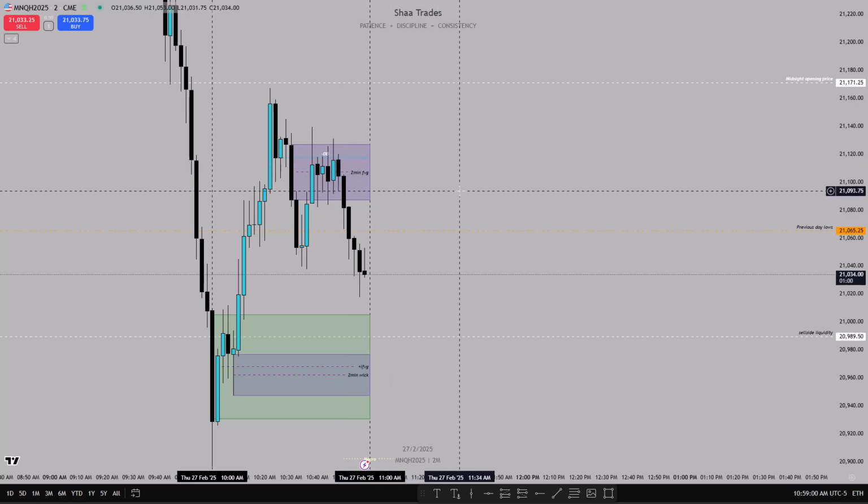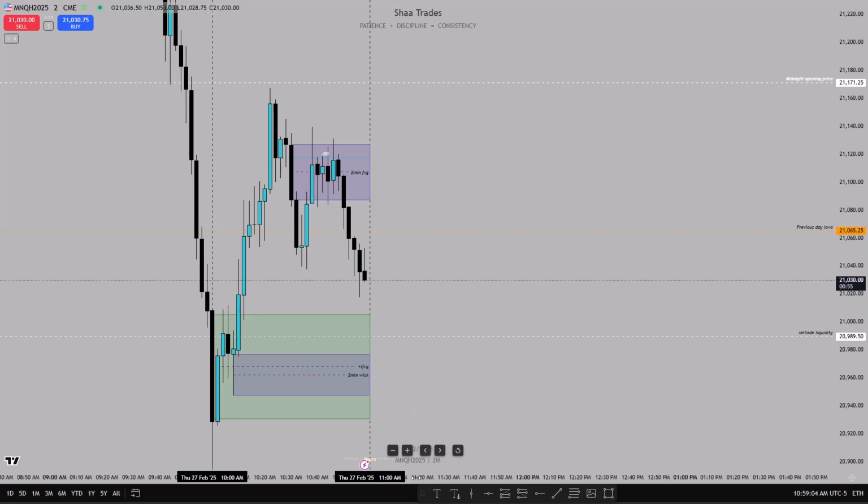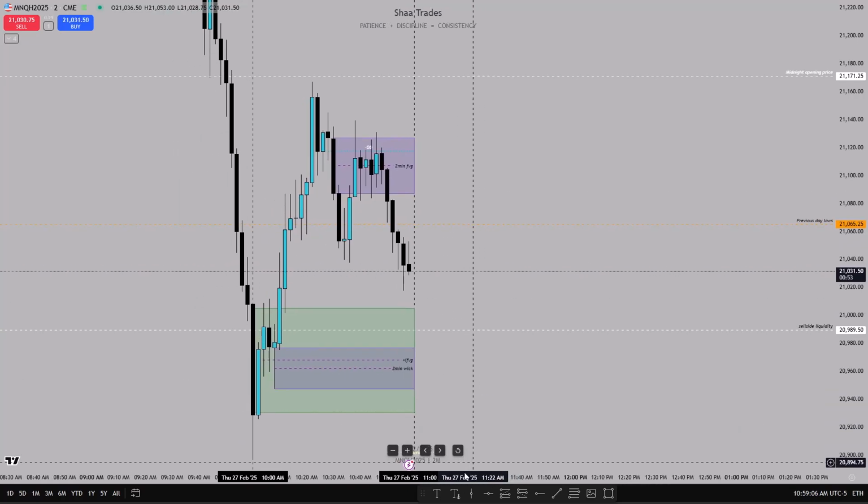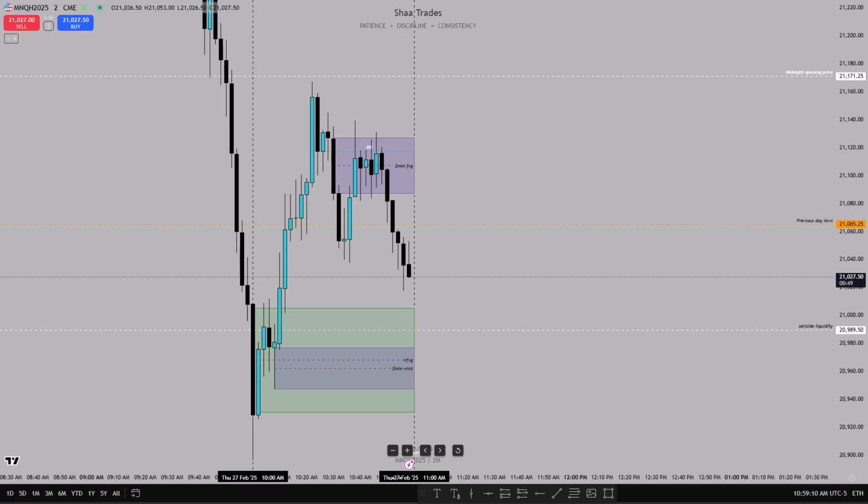So it's just these little things in price that amaze me. Just sticking to one model and learning that model's ins and outs and what you like to see in price for you to actually place a trade and put risk on.